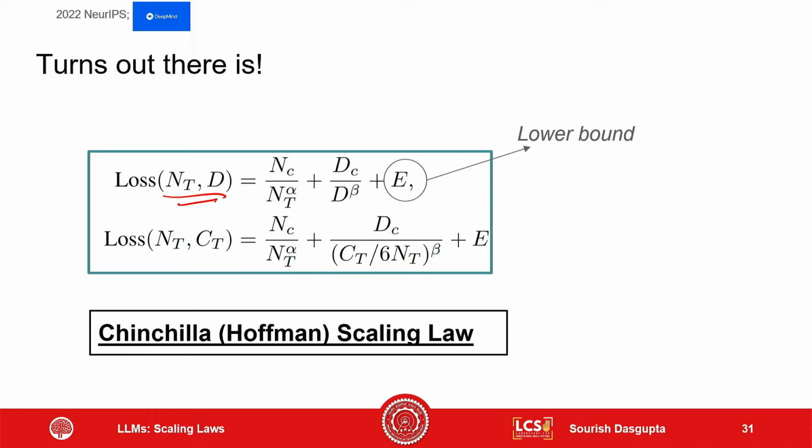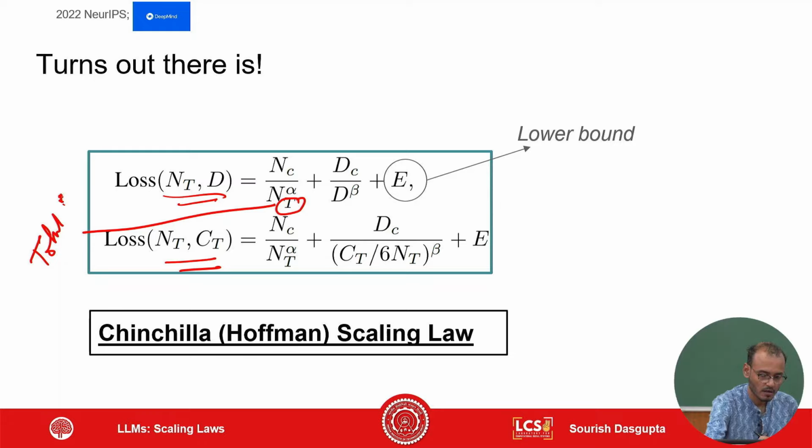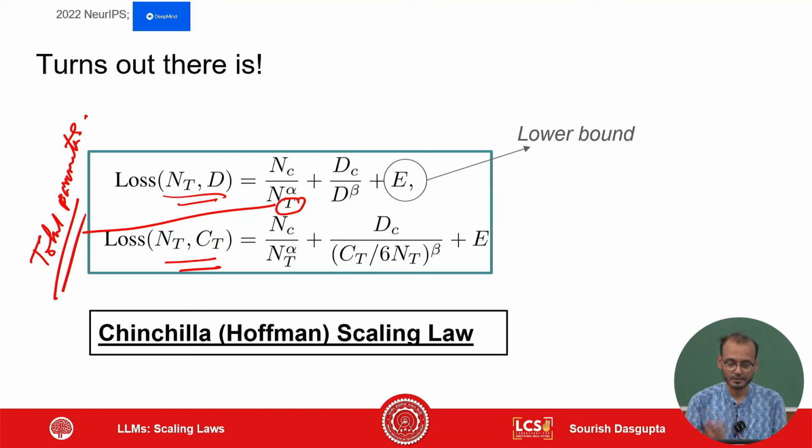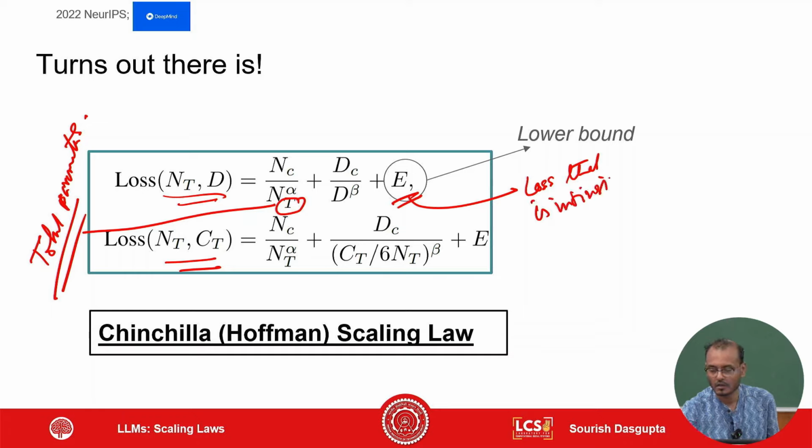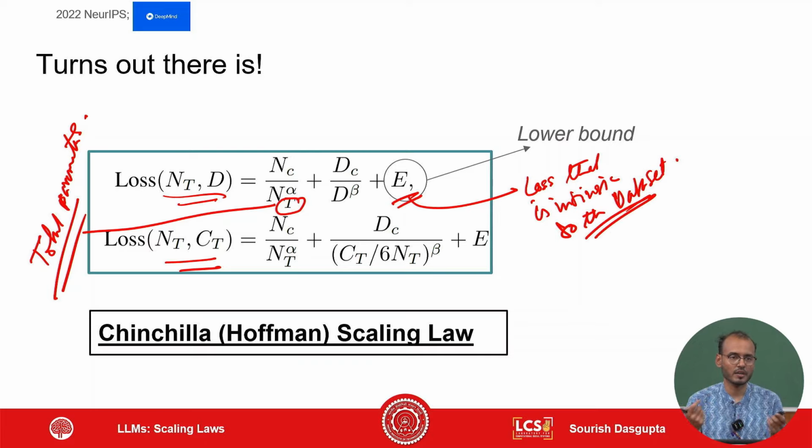They said that we have these two joint losses to model, and they came up with something like some constant divided by N_t, where N_t is the total parameters. These total parameters also include the embedding matrix that we would see. And E is the loss that you cannot minimize, the loss that is intrinsic to the data set, sort of like the residual noise, and you can't really minimize that any further. So that becomes the lower bound.